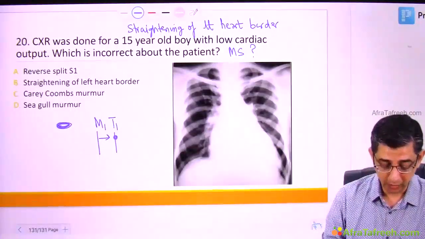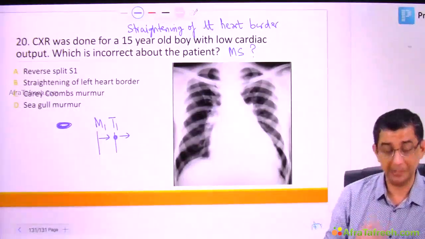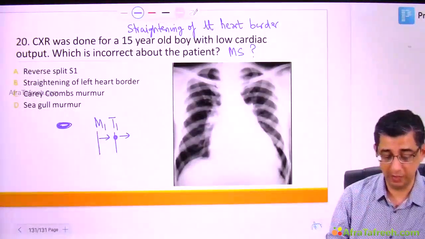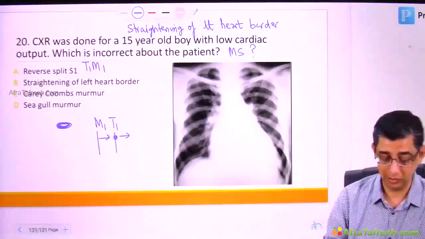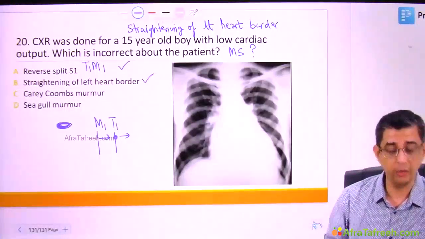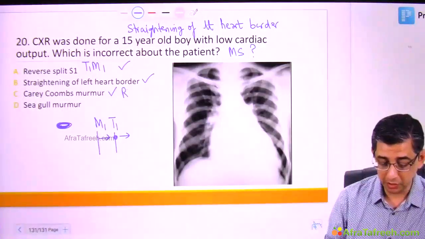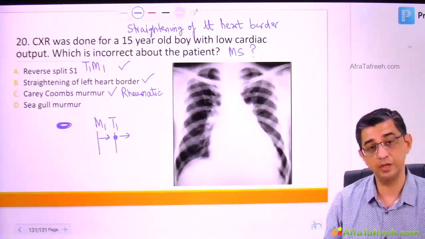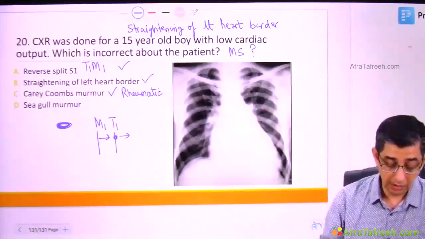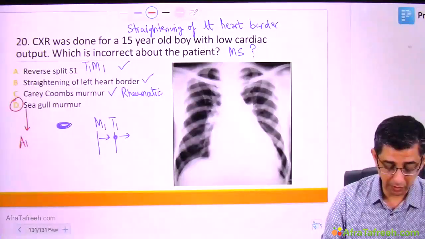And if it's a progressive lesion, if the opening becomes more narrow, then there could be a possibility that the mitral valve will close after the tricuspid valve. That is what is written in option number 1, reverse splitting of the first heart sound. So this is correct. Straightening of the left heart border, I could pick it up. Carey Coombs murmur is the etiology behind mitral stenosis. You very well know that rheumatic heart disease is the main reason behind Carey Coombs murmur. Seagull murmur, which is the answer to this question, is a feature that you see with aortic regurgitation.